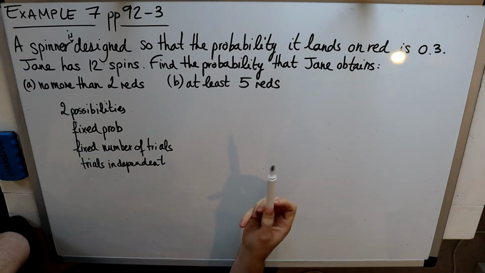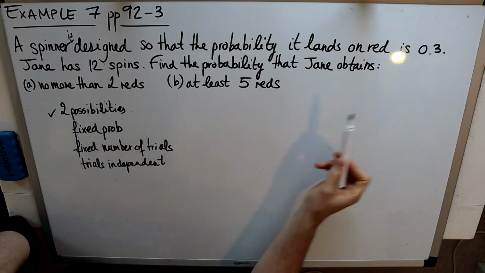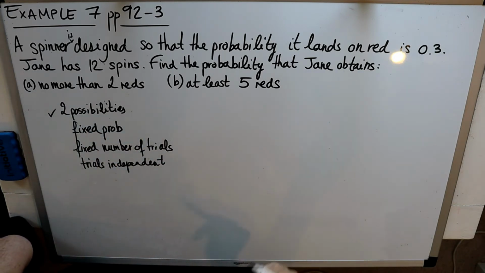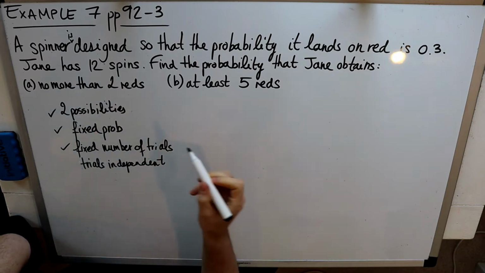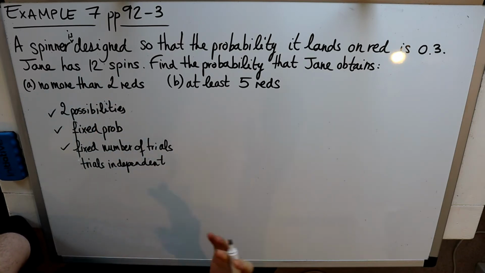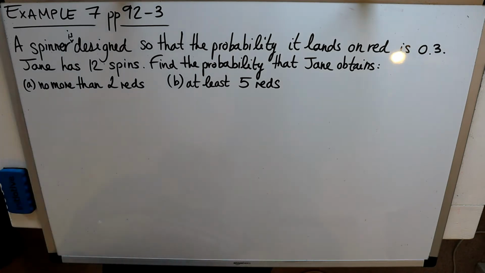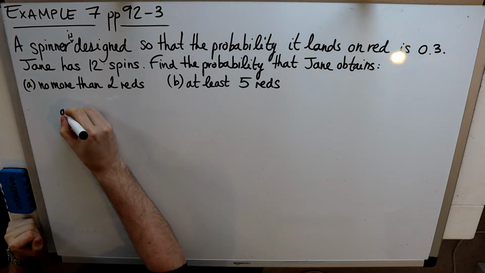Either it's red or it's not. Red is 0.3, therefore not red is 0.7. There are 12 trials, and as far as we know, because it is a fair spinner, the trials are independent. In this question, they don't actually ask you for that, but it's good to know how to find that. So first of all, no more than 2 reds. We have to be able to read that.